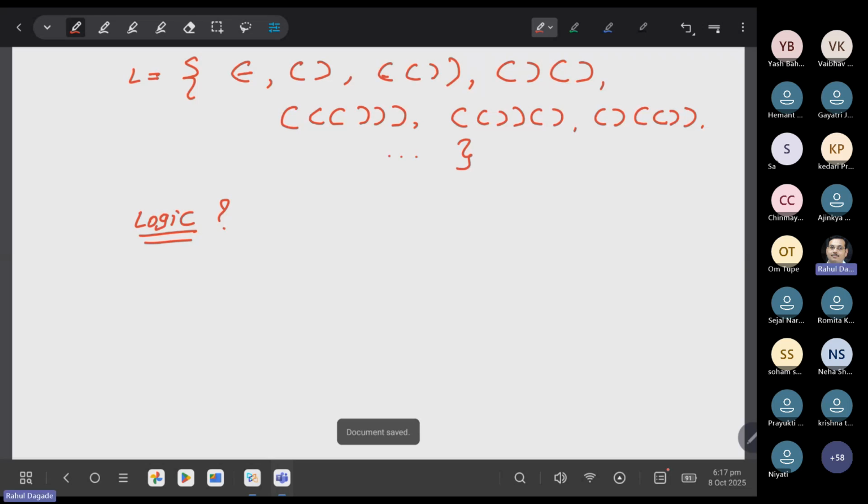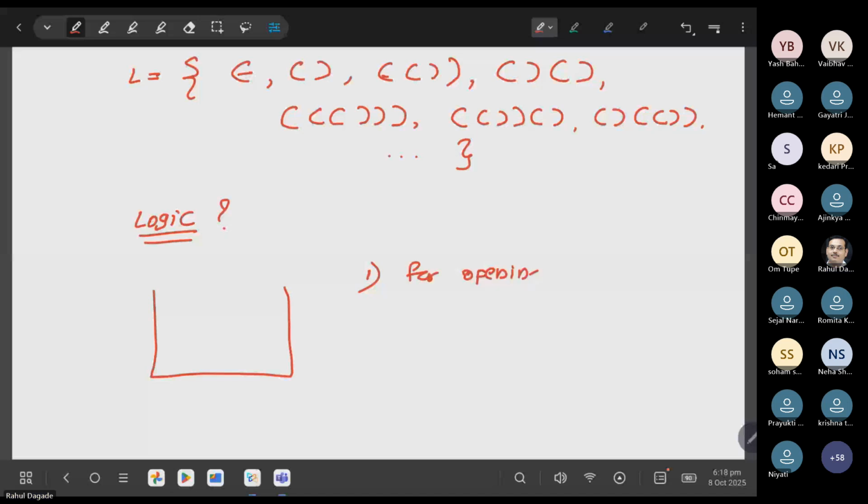So now, what logic will you apply? Let us take, whenever you get an opening parenthesis, like this, whatever opening parentheses are there, you push that on the stack.